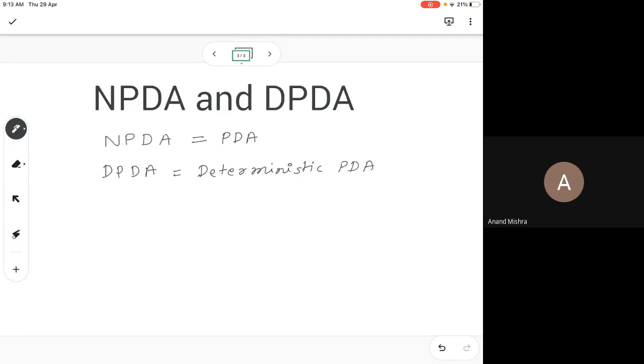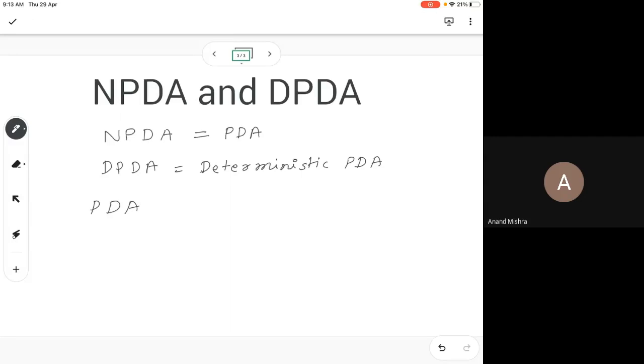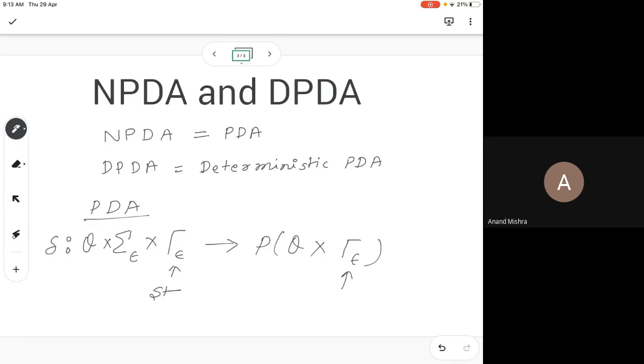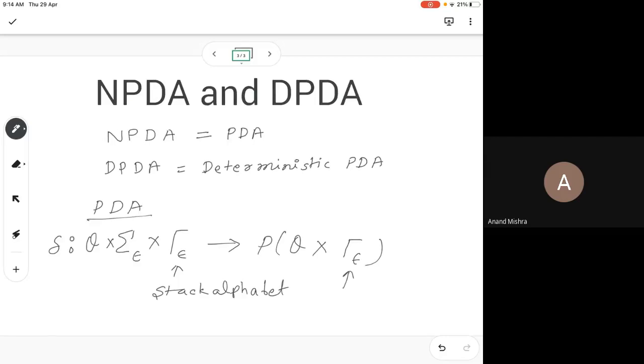So we are talking PDA and NPDA, right? So the major difference is in PDA, if you remember, the delta is between the set of states, sigma epsilon, which means the input alphabet, and gamma epsilon, which means the stack alphabet, correct? And the output is the power set of Q cross gamma epsilon. So this is a major difference.